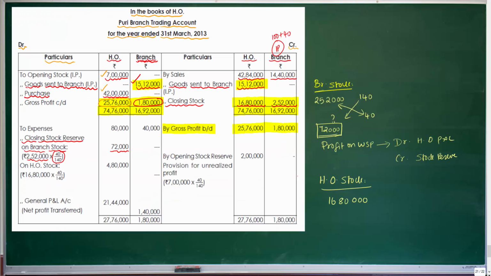So the 16,80,000 is also equivalent to 140. We should know what that 40 is, and that will help us understand the profit loaded on the closing stock maintained by HO. We do cross multiplication: 16,80,000 multiplied by 40 divided by 140, and it works out to 4,80,000. So this should also be removed by debiting the P&L under the head stock reserve. Closing stock reserve on HO stock is 16,80,000 multiplied by 40 by 140, which works out to 4,80,000.